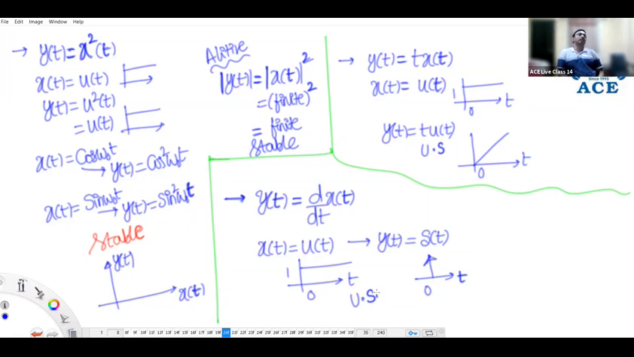In general, in any differential equation, if input derivative is more than output derivative, the system is unstable, sir. In this example, derivative of input is first order, output has no derivative, zeroth order. If input derivative is more than output derivative, system is unstable.